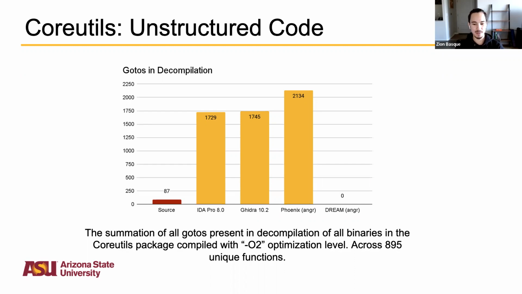So this kind of demonstrates the biggest problem with IDA right now. Look at IDA. It has the lowest gotos of all the decompilers here that are not Dream. Now look at source. There's 87. So somehow we only had 87 gotos in the original source code, and those turned into 1,700 gotos in IDA Pro. This is an insane jump, right? This is massive. The jump is so big that it makes you wonder, are they missing something fundamental in their structuring algorithm?